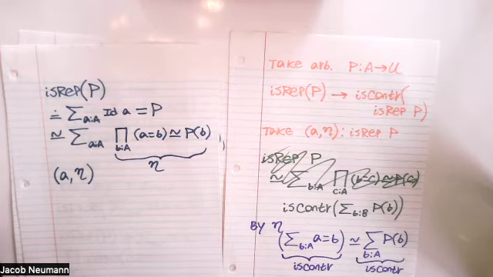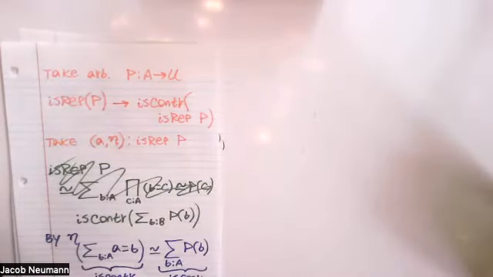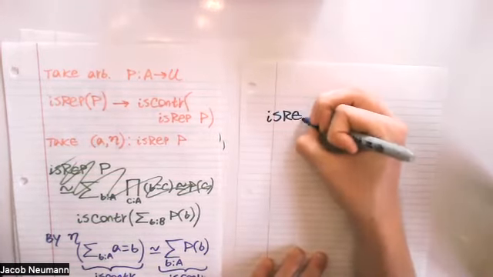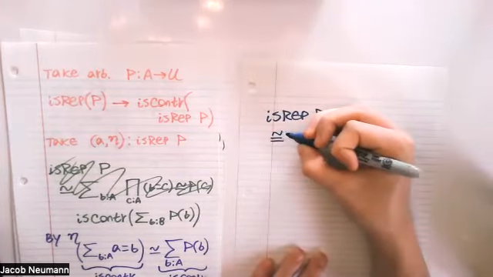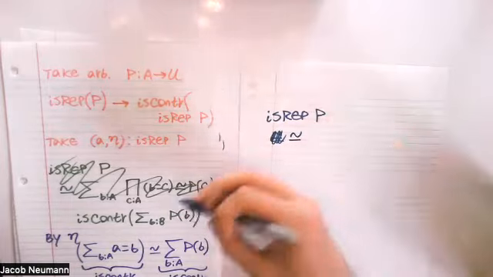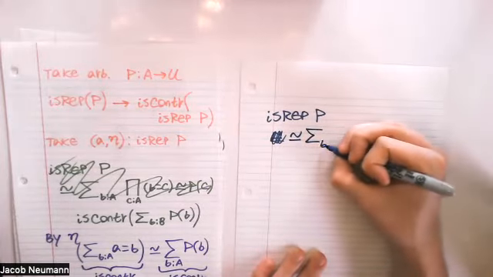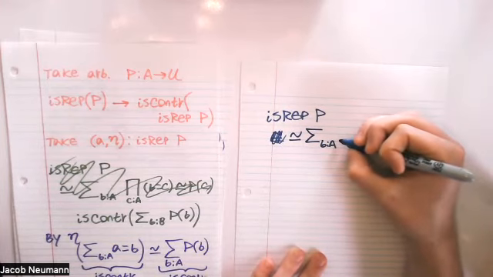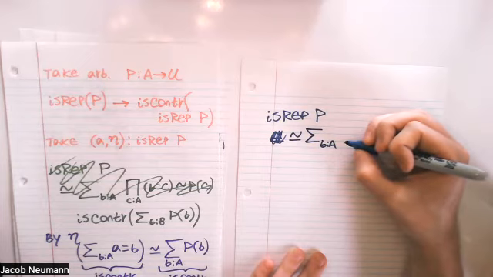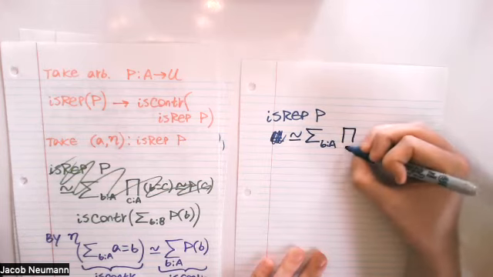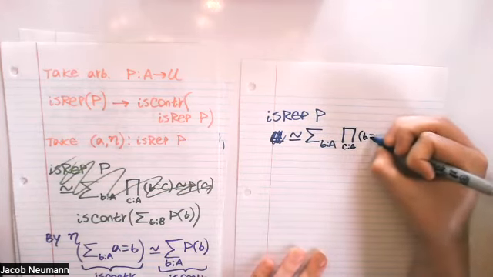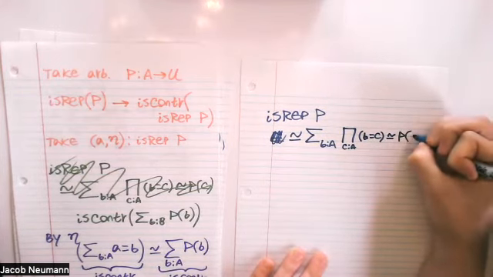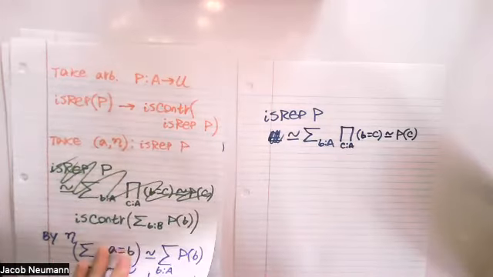Okay, so now we can take the last step and prove that isrep of P is contractible, which is what we wanted. So this will again just be kind of a calculation. I have that isrep of P is equivalent to the sigma of B in A such that for all C in A, B equals C is equivalent to P of C. So that's what we had before by this result.